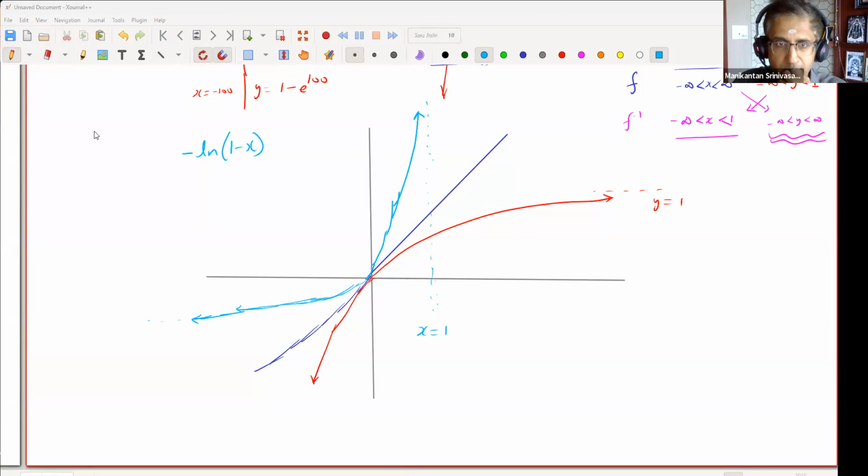Okay, that was question 22, 23. Arithmetic progression, geometric progression, I believe. Let me just create more space here.